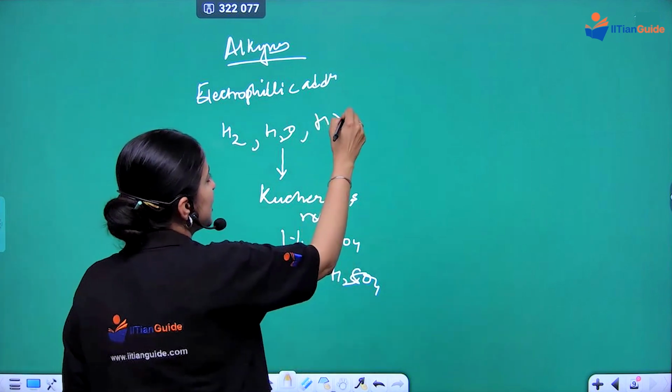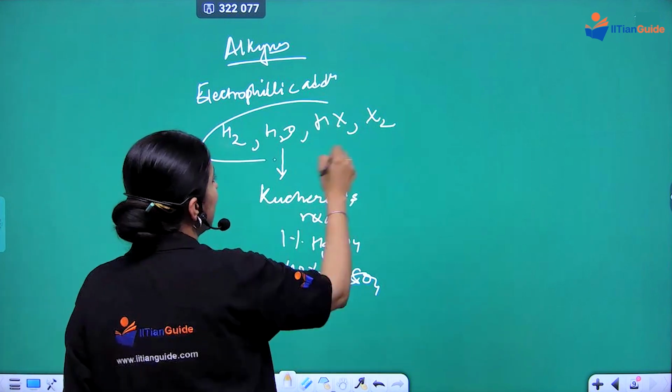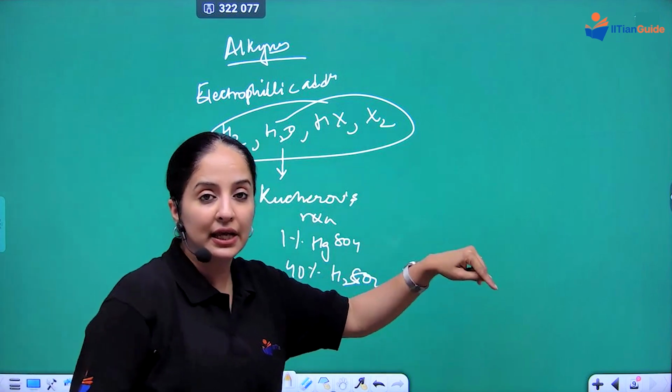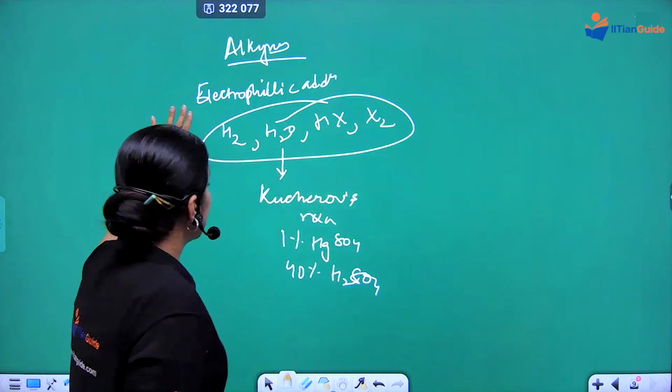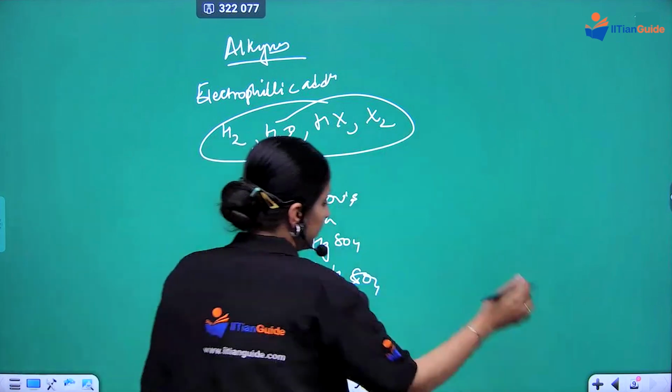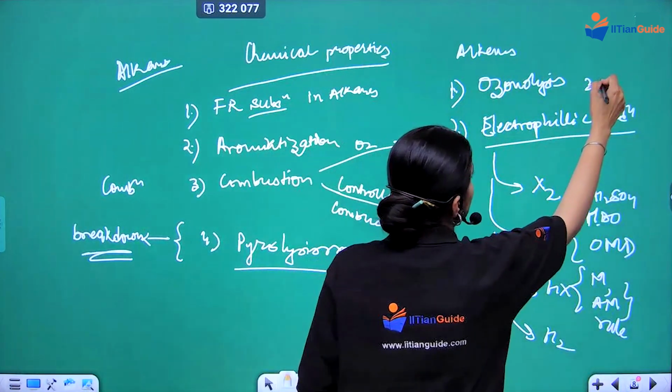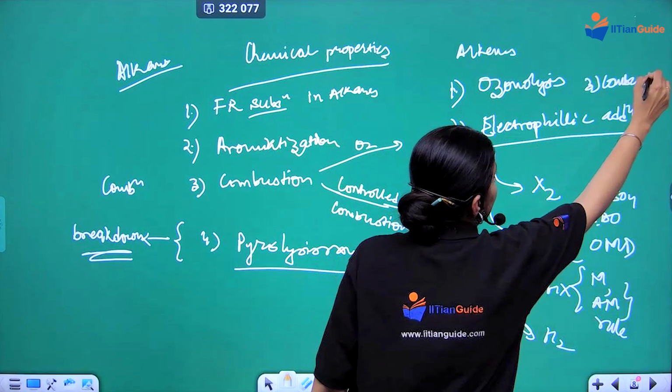You can add HX, you can add a molecule of halogen, right? All these are under addition reactions in case of your electrophilic addition. Then you have, I'd like to go back. Then there is combustion reaction, which is common for alkenes also. All right.